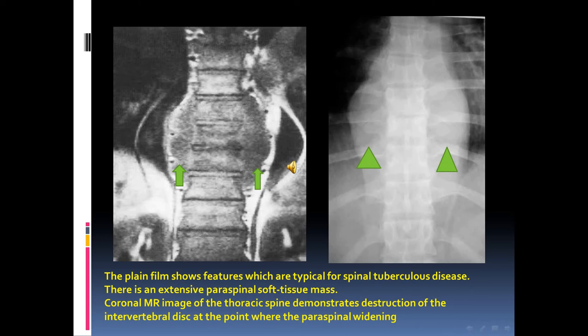In this image we can see the plain X-ray of the thoracic spine, and on both sides we can see a paraspinal soft tissue density, while on the left side we can see a coronal MRI, and also there is a paraspinal soft tissue density with abnormality in the thoracic vertebra and the intervertebral disc space. In fact, this is a diagnosis of the most common infection in the thoracic spine, which is spinal tuberculosis.